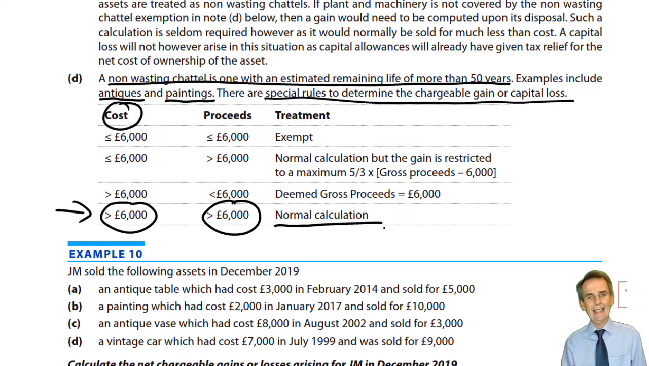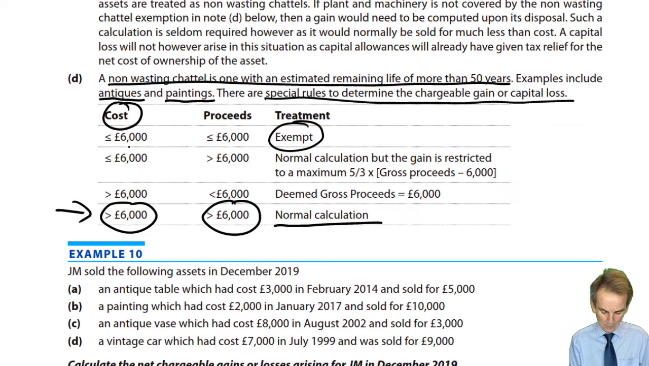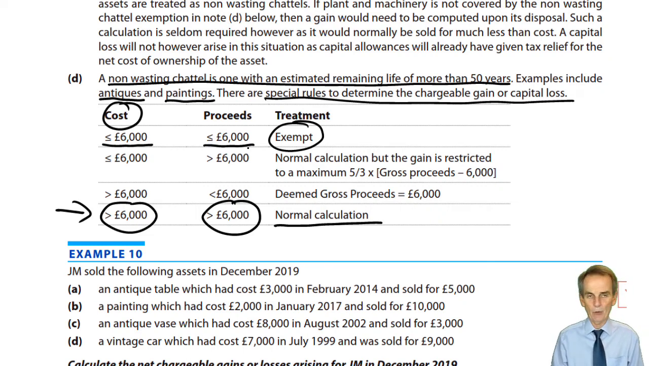But there's this chattel exemption limit below which the disposal is exempt. And it will be exempt where both the cost and the proceeds do not exceed £6,000. Our cost is 6,000, or as it will be in an exam question, somewhat less than that, and our proceeds are less than £6,000, or indeed do not exceed £6,000.